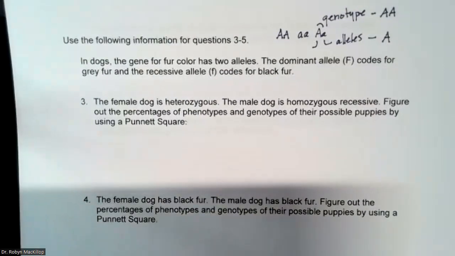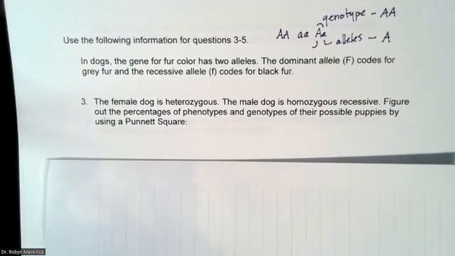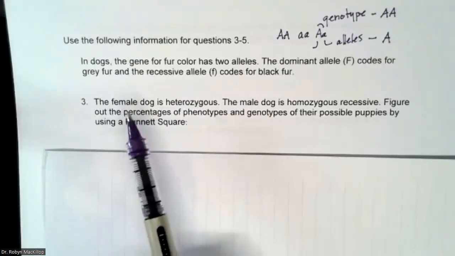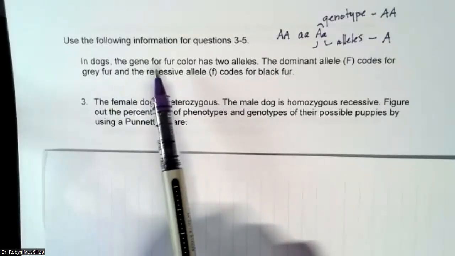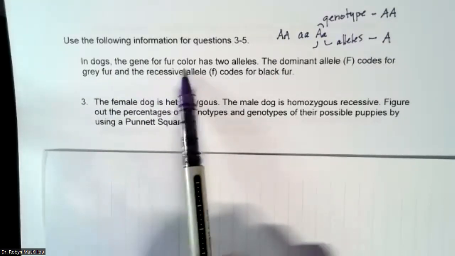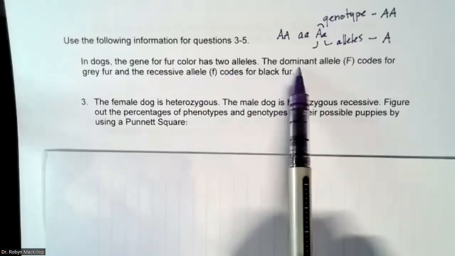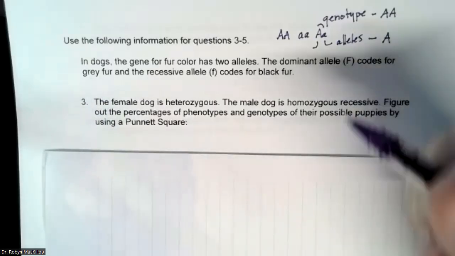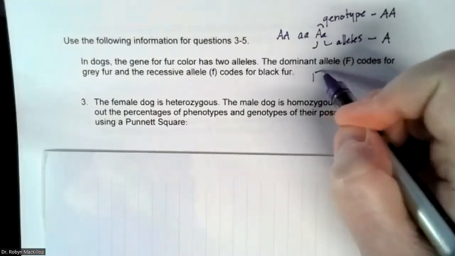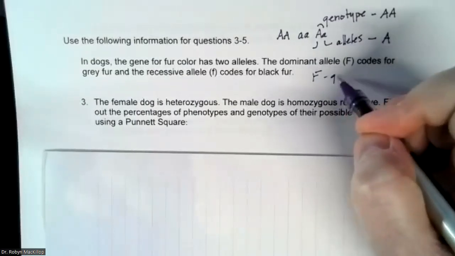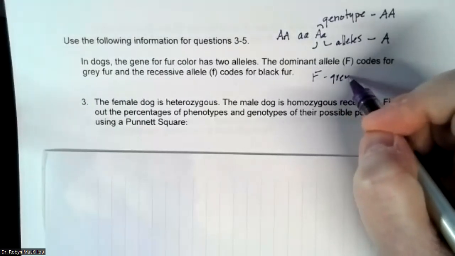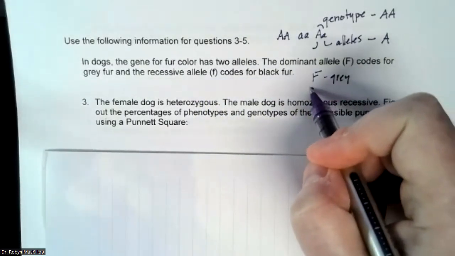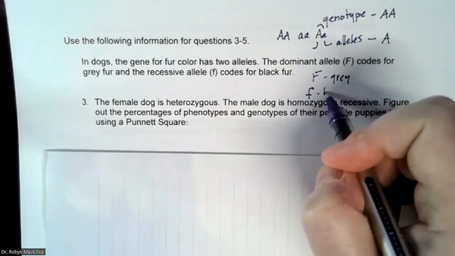And once you're comfortable with it, they're never going to ask you to define the terms, which is helpful, but they'll give you something like this. In dogs, the gene for fur color has two alleles. Dominant, big F, is gray. And I tend to write these down just so it's easier to see. Big F is gray, and little f is black fur.